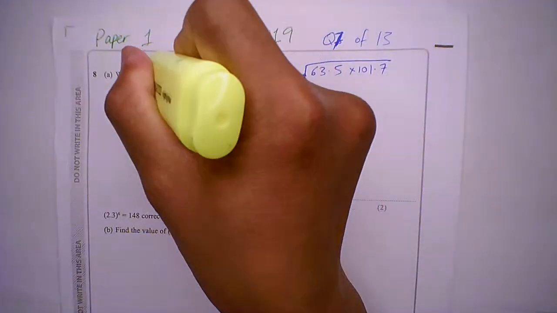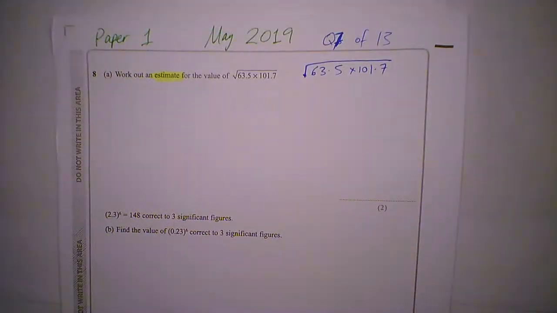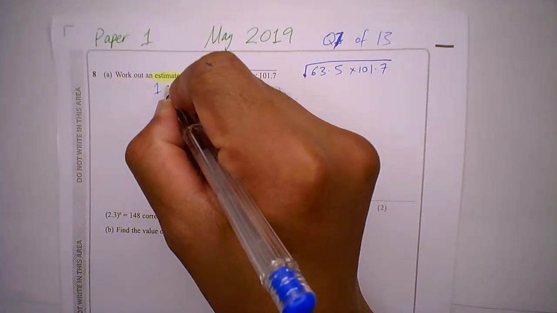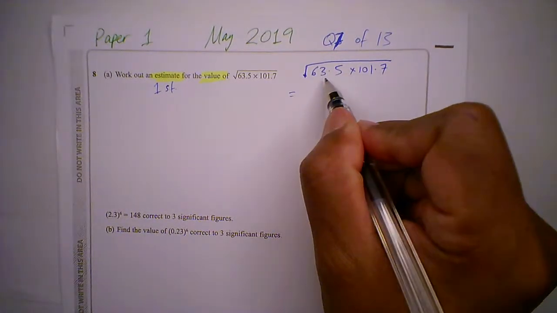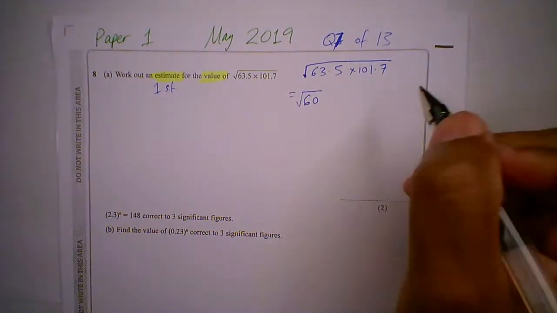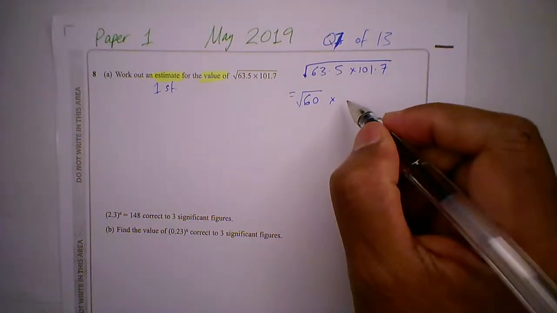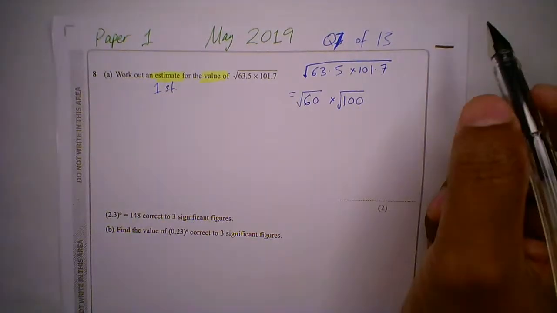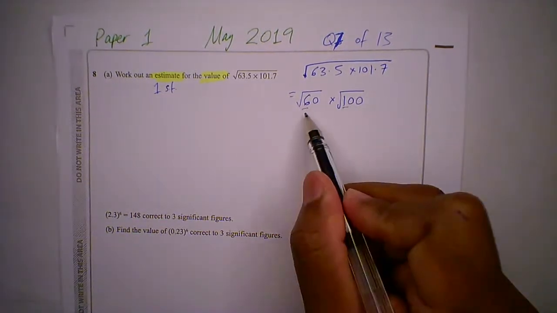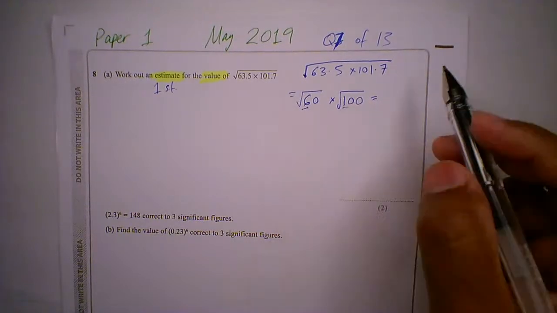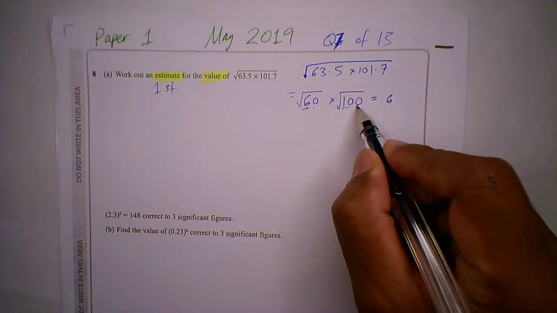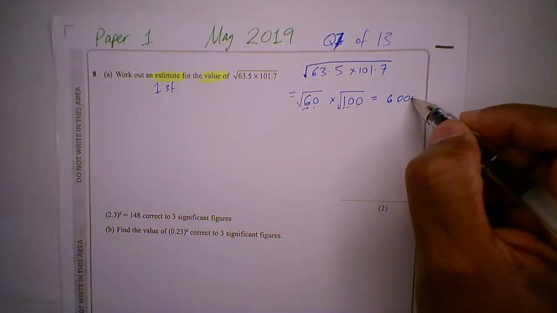Work out an estimate. That's a key word here for the value. Normally, estimate is one significant figure. So now I'm going to look at this. This is going to become 60 times, this is going to become 100. Okay, so this is now one significant figure. Now 6 times 1 is 6, then I can add 3 zeros, 1, 2, 3 zeros, and it's square rooted.